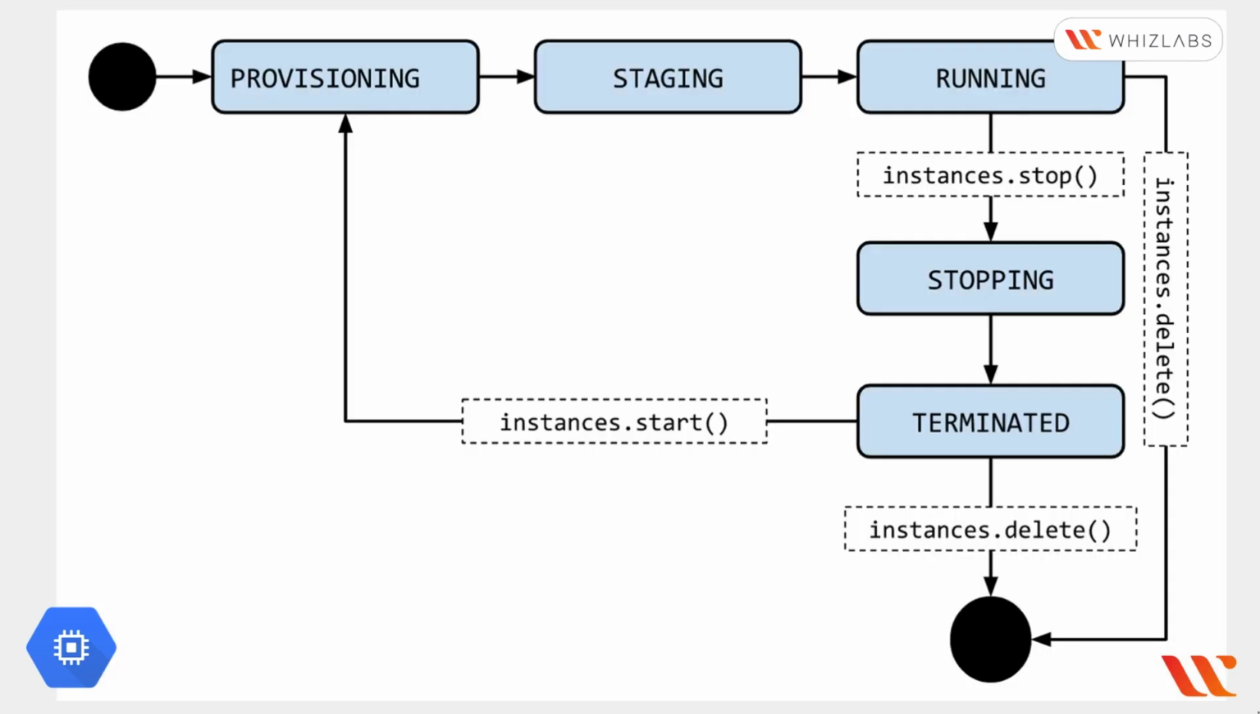This is the lifecycle of a VM instance. When a new instance is created, it's at the provisioning stage where resources are being allocated. Then it goes through staging where it boots up and goes into running. Now, if a user makes a request to stop or there's a failure, it goes into the stopping mode where it tries to end any running processes gracefully through terminating.